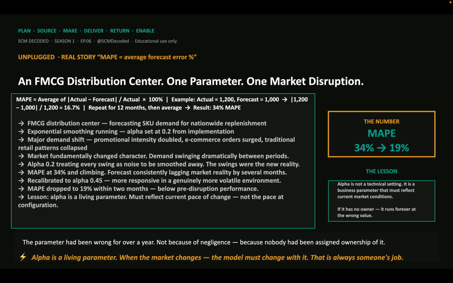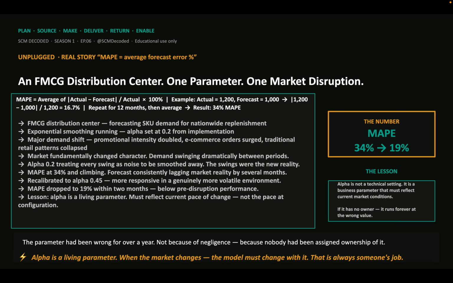The market was fundamentally changing its characteristics, with demand swinging dramatically between periods, but alpha 0.2 was treating every swing as noise to be smoothed away. The swings are the new reality. MAPE climbs to 34%. The forecast is consistently lagging market reality by several months. The operations team is firefighting constantly because the plan is always going wrong.